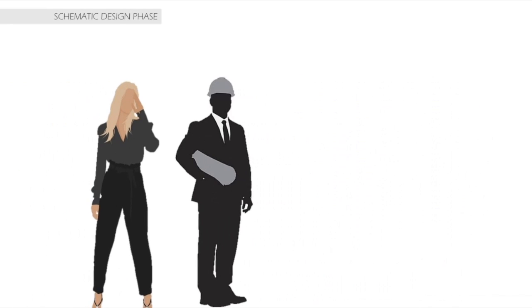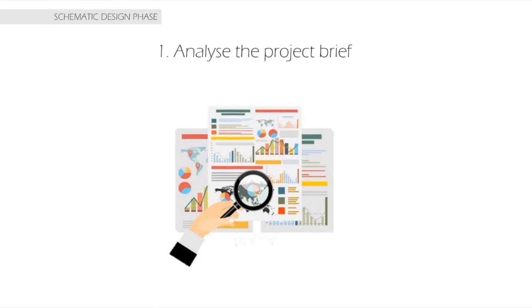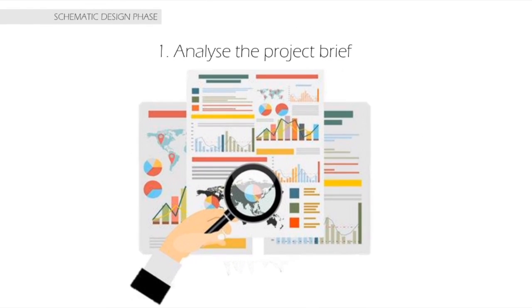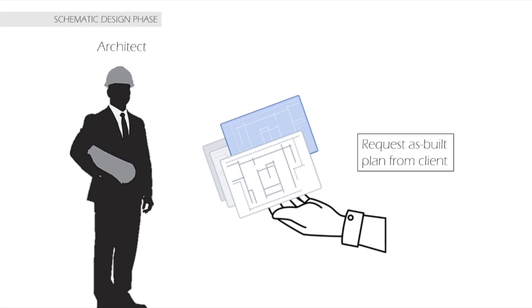During the schematic design phase, the client, who is the bungalow owner, will consult the architect about the client's intention. After that, the architect will take the client's instruction and analyze the project brief. Then, the architect will request the as-built plan, which is the 2D floor plan of the existing bungalow from the client for further demolition purposes.